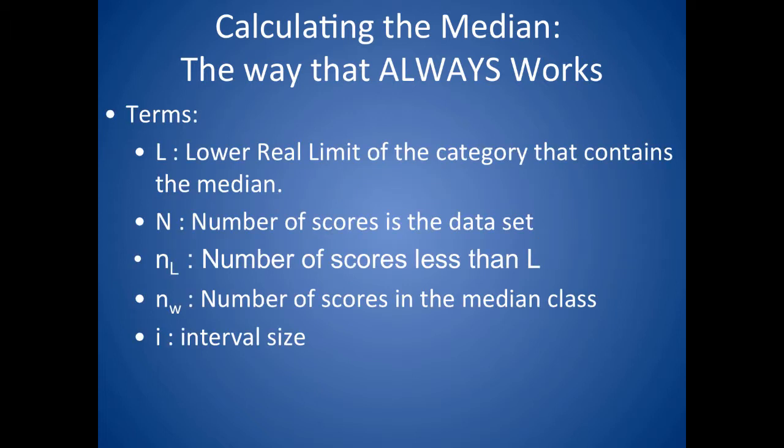We need to think about some numbers that are going to be easier to understand when we're actually looking at a frequency distribution, but we're going to use capital L to represent the lower real limit of the category that contains the median. We're going to use capital N to represent the number of scores in the data set. Lowercase n subscript capital L is the number of scores less than the lower real limit of the category that contains the median. N sub w is the number of scores in the median class itself, that is, that fall within the real limits of the group that contains the median, and i is the interval size in our frequency distribution.